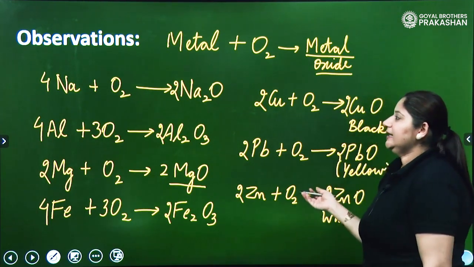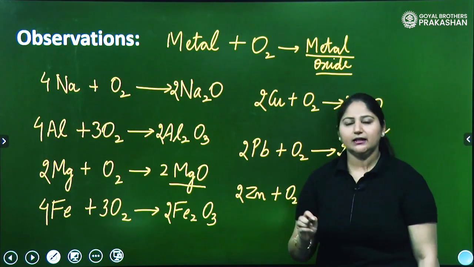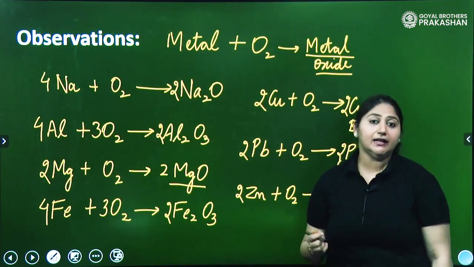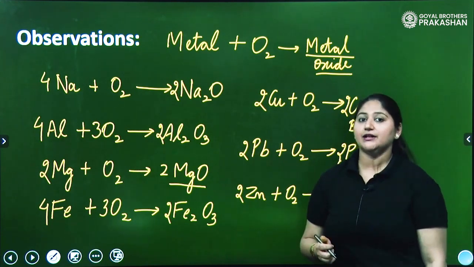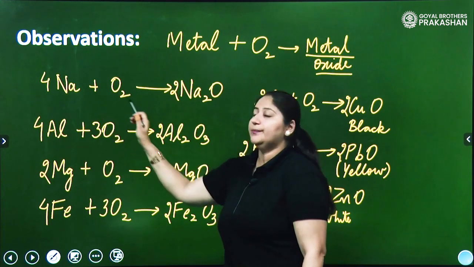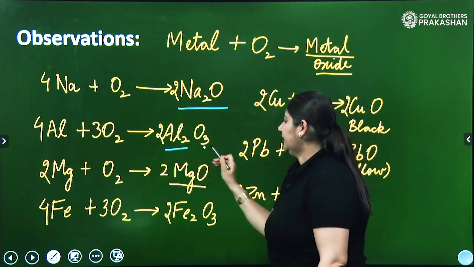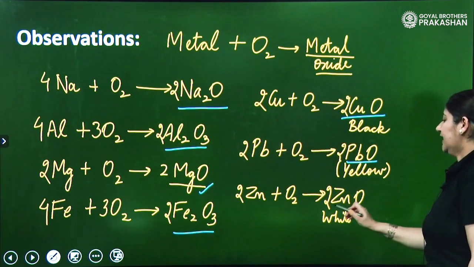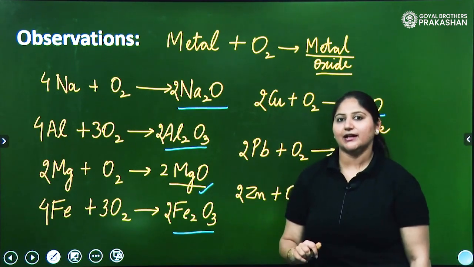So these are the oxide formations. My question to you is, what do you think? What is the type of reaction here? So children, the type of reaction here is combination. Why is it a combination reaction? Because as you can see, we are combining two reactants and forming a single product. In all the cases we are getting a single product, right? So whenever we get a single product, it is definitely a combination reaction, right?